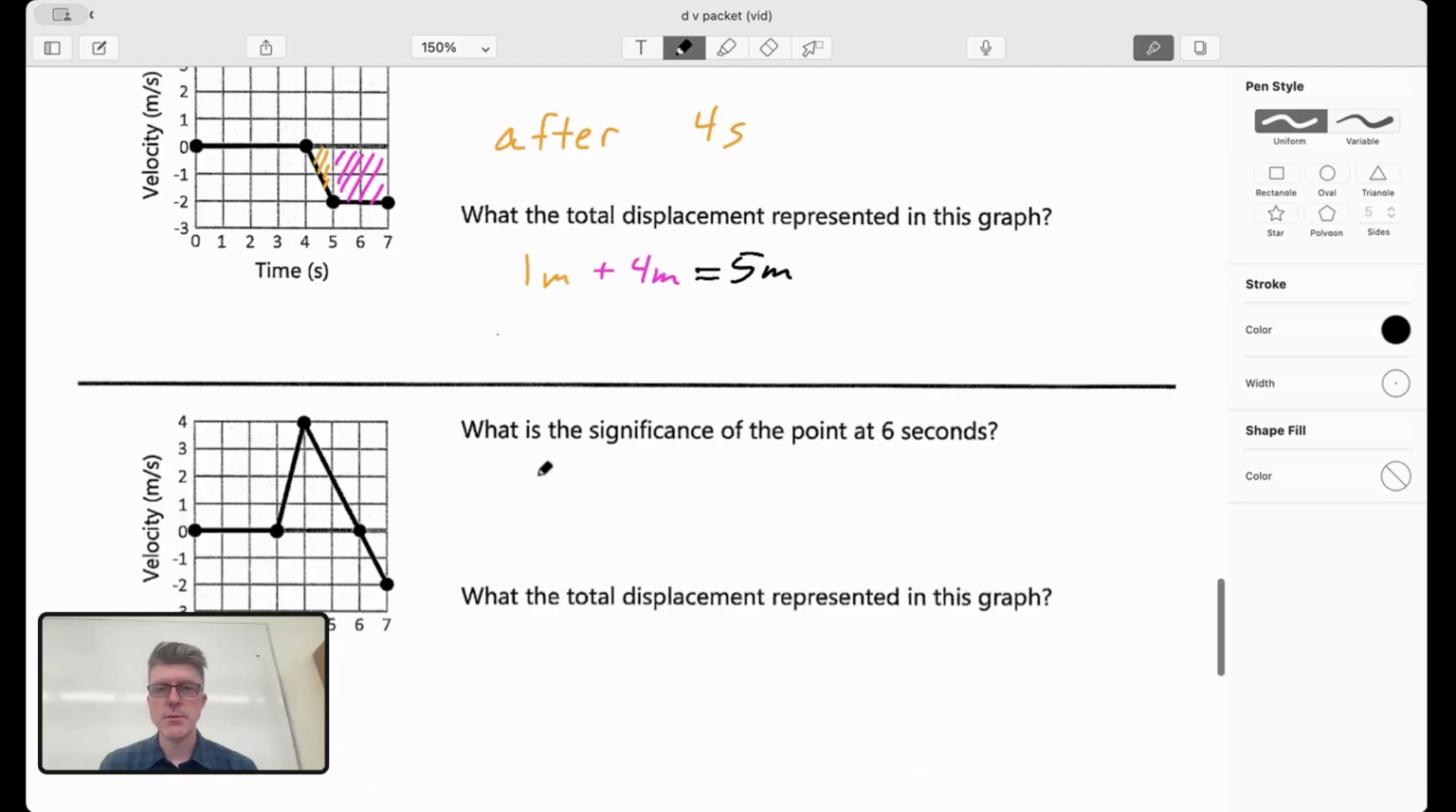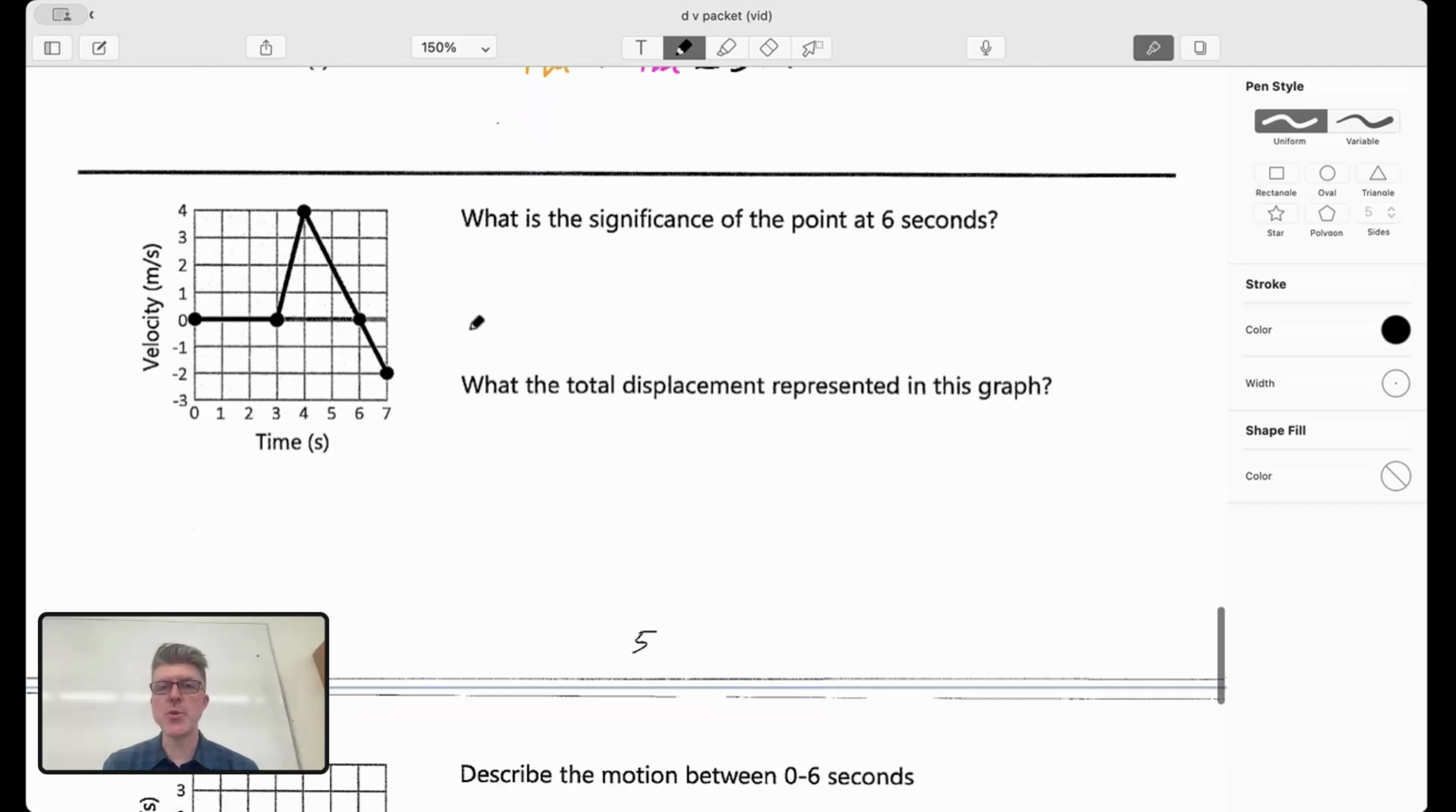All right. Now, what's the significance of the point at 6 seconds? Super important that you realize this is where it turns around. If this had been a position time graph, then this would be the turnaround point because it's going one way, then it turns around and goes the other way. That's not the case. This is a velocity graph. So what's happening is this is not moving. It starts to move in the forward direction, right?